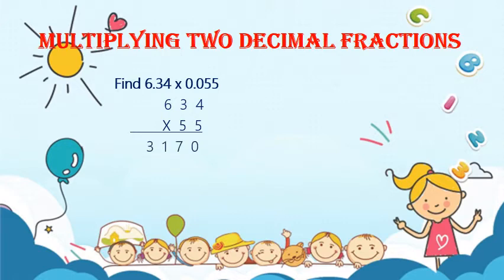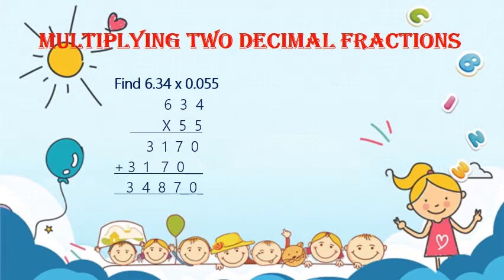So when we multiply 634 by 5, we get 3170. When we multiply 634 by 5 in the next step, at the tens place, again we get 3170. Now we will add these two products and we get 34,870. Right.